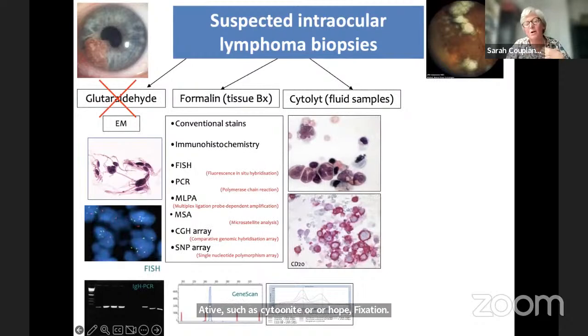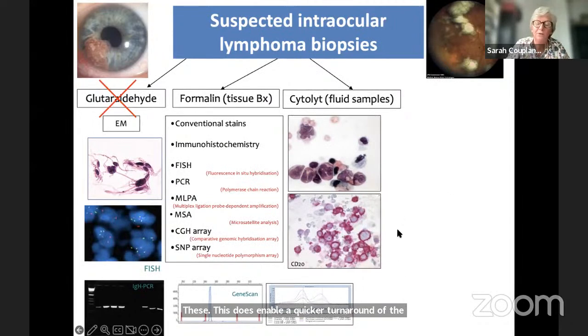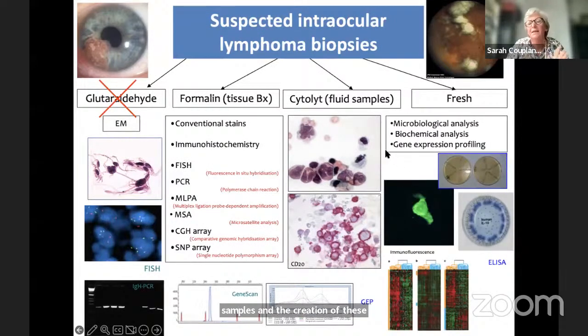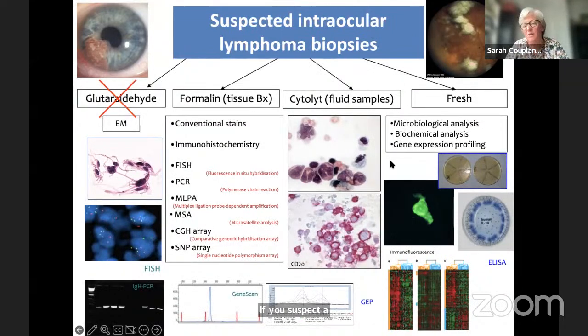This does enable a quicker turnaround of the samples and the creation of these cytospins, which I referred to at the very beginning of my talk. If you suspect a microorganism, then send the sample in fresh.